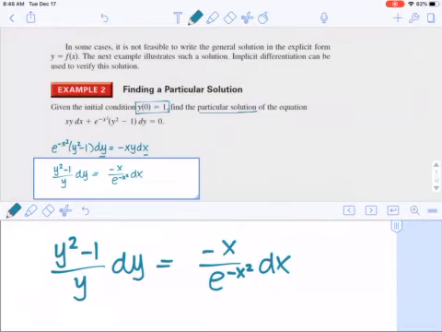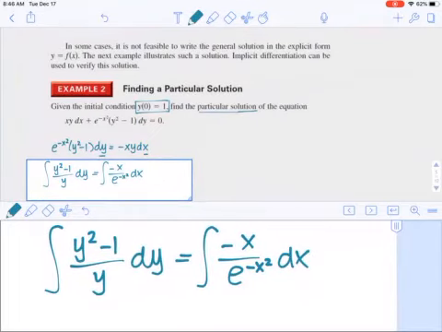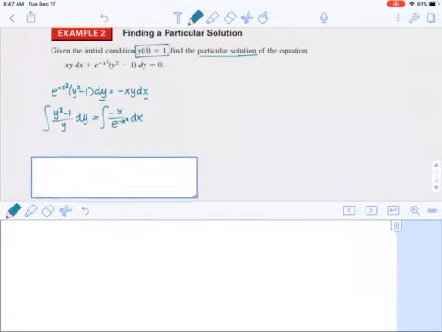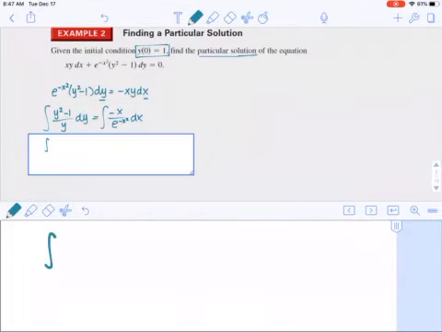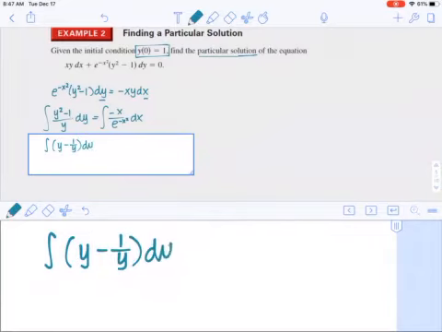Okay. But now I'm able to go ahead and take the antiderivative of both sides. One thing to note, on this side, I can't really do a u substitution. It's not a known, right? Because if I do a u substitution, my y's won't cancel. And so this is a rewriting option, right? y squared divided by y is y, minus 1 over y. So that's what that's going to be like.